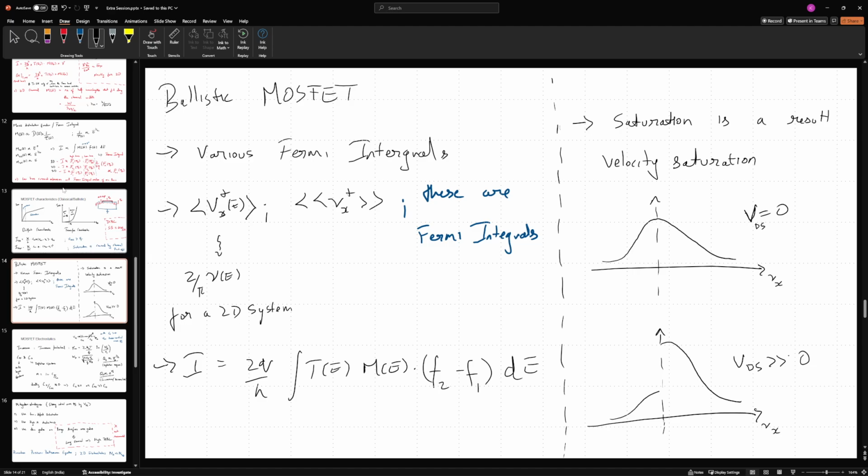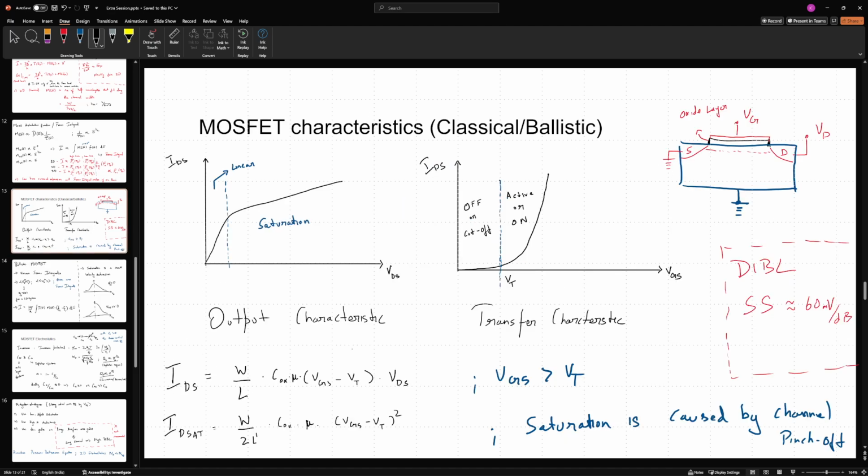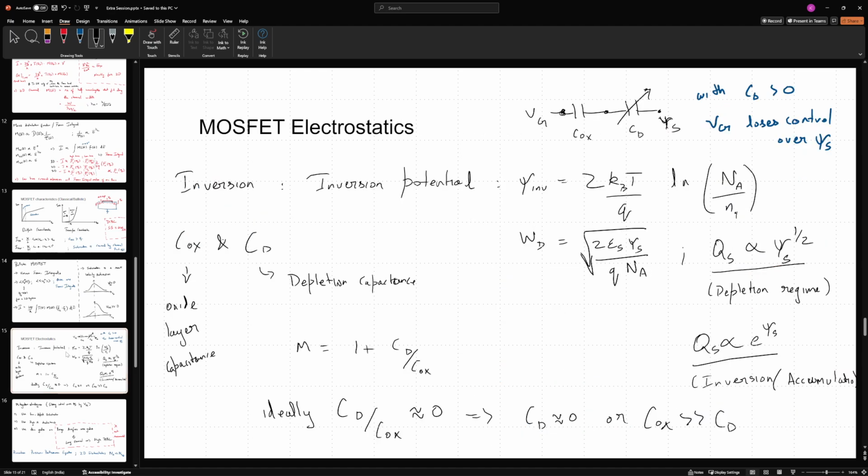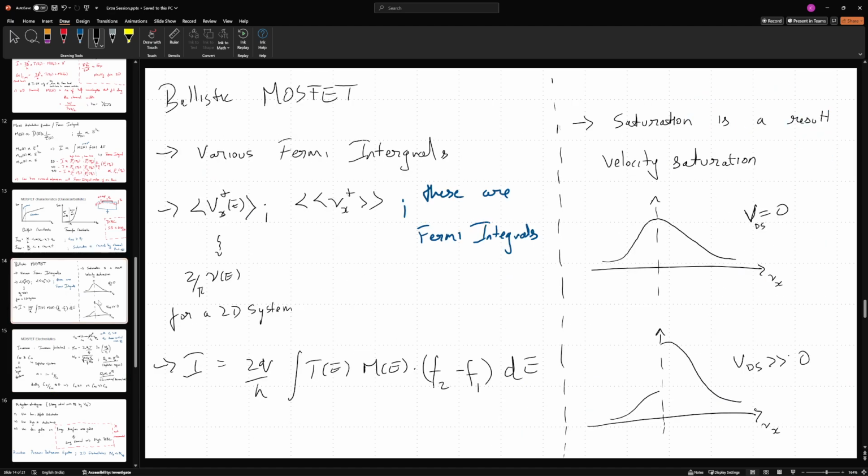So what needs to be remembered is, for a bulk MOSFET, VGS minus VT determines the amount of charge that is present in the channel. Whereas the gate voltage, in the case of a ballistic MOSFET, determines the number of modes that are present in the channel. That is how the current is controlled. So this is not a full-on charge control device like a bulk MOSFET. And as a result, the saturation does not occur due to channel pinch-off, because the phenomenon of pinch-off does not generalize to a ballistic MOSFET. It occurs as a result of velocity saturation.